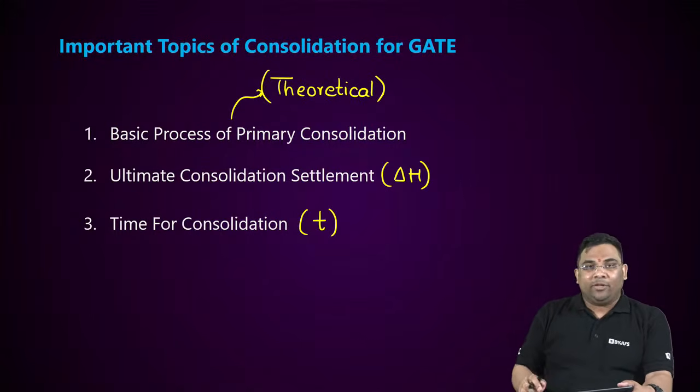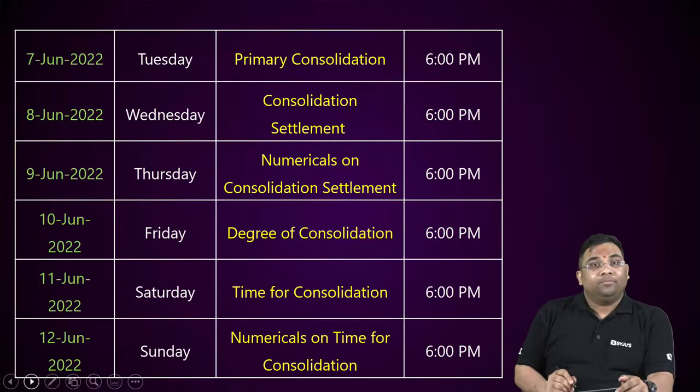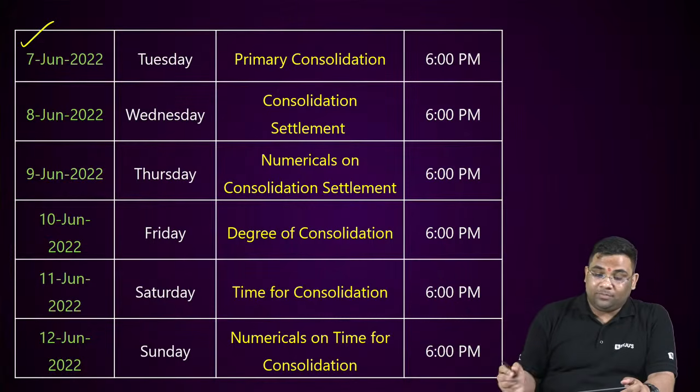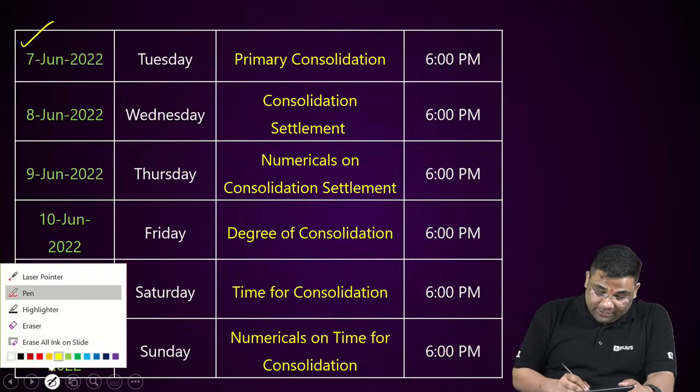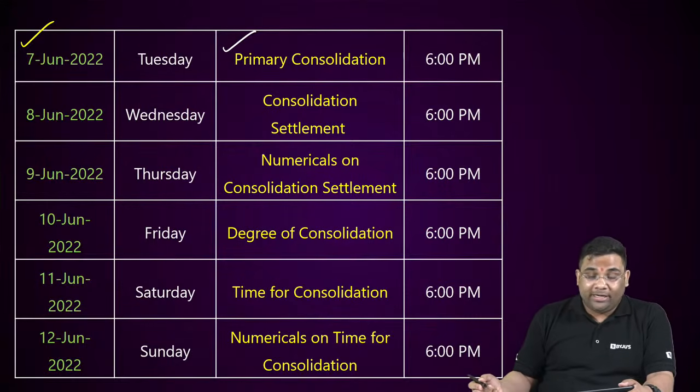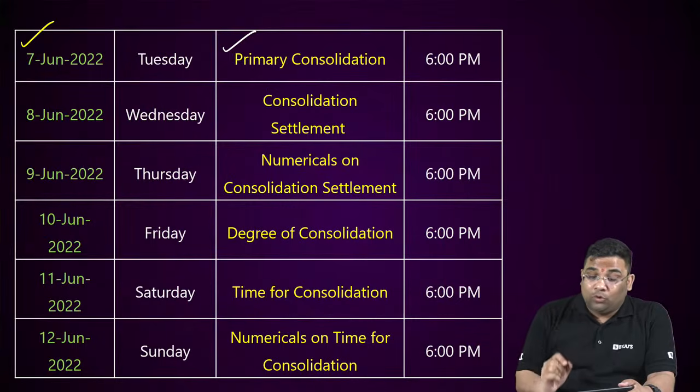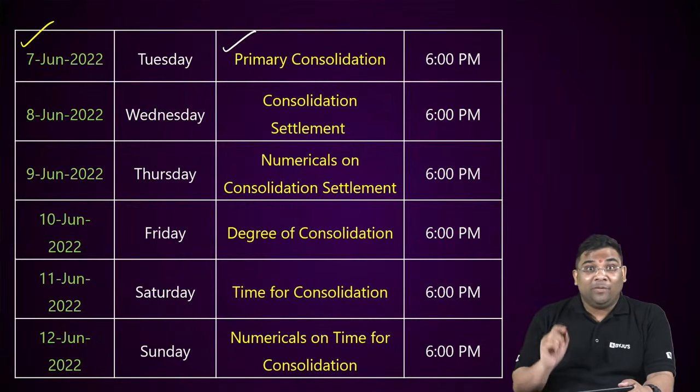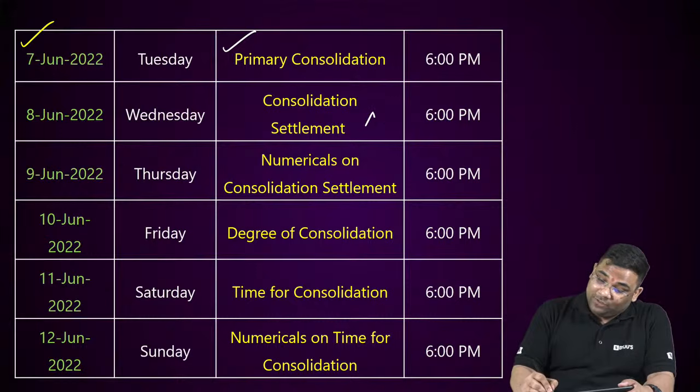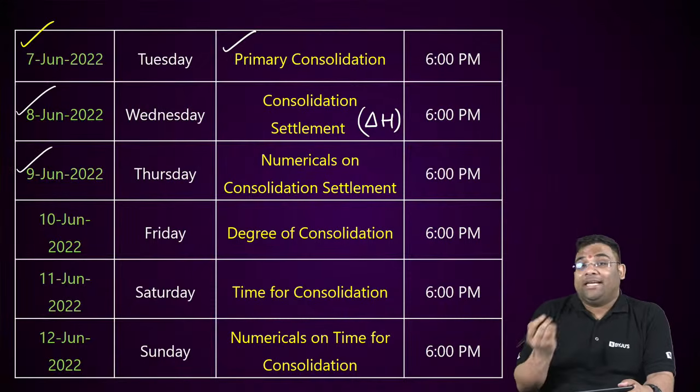So I have distributed the 6 lectures on YouTube. I am going to cover all these topics, and this is the schedule. Today is 7th of June. Today we are going to understand the theoretical concepts of primary consolidation, right? Tomorrow on 8th and on 9th, we are going to study consolidation settlement and the numericals on consolidation settlement. So I can say how to find out delta H, that we are going to see on 8th and 9th, means Wednesday and Thursday.